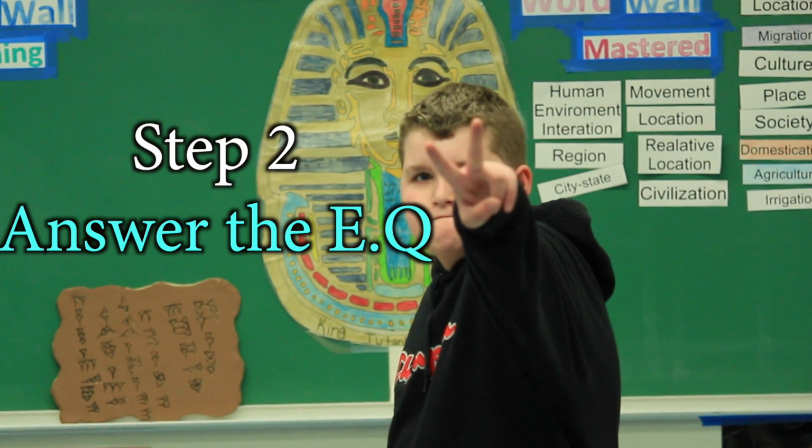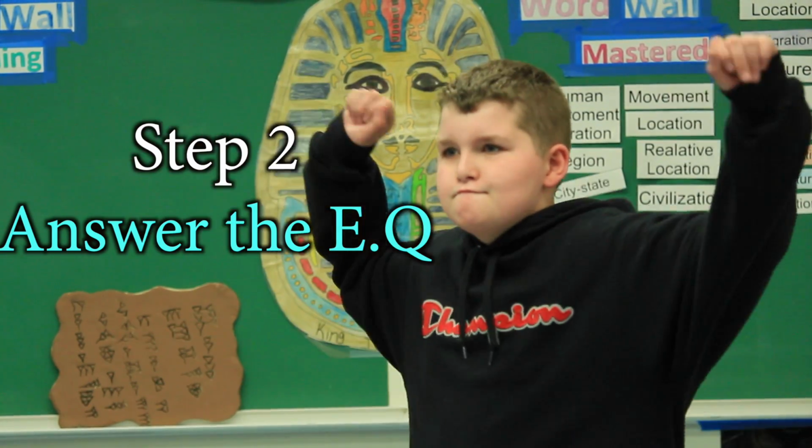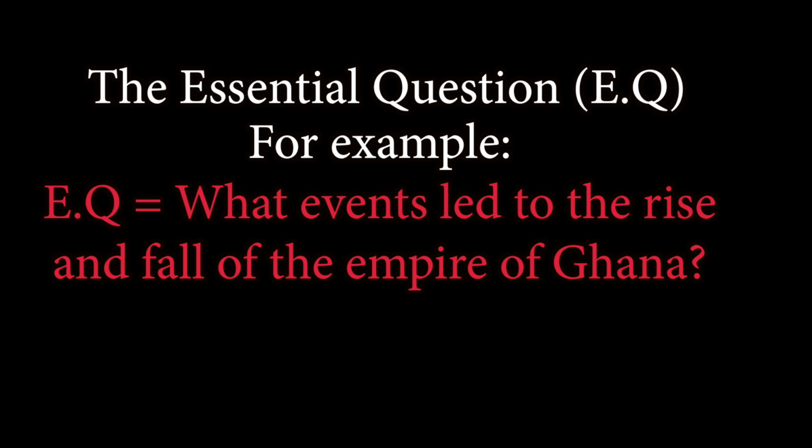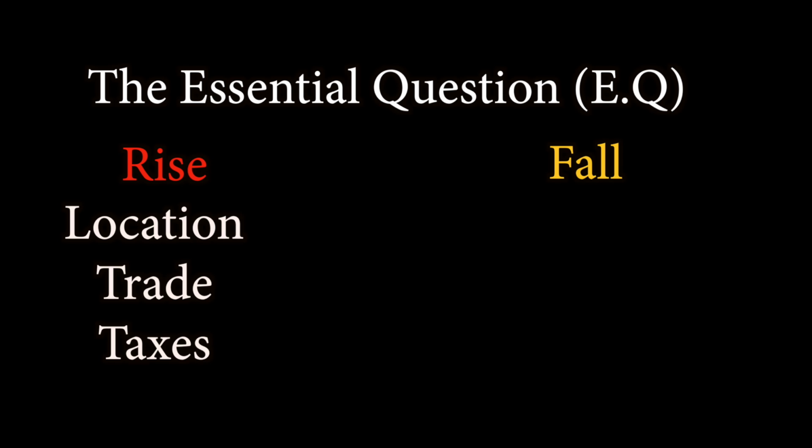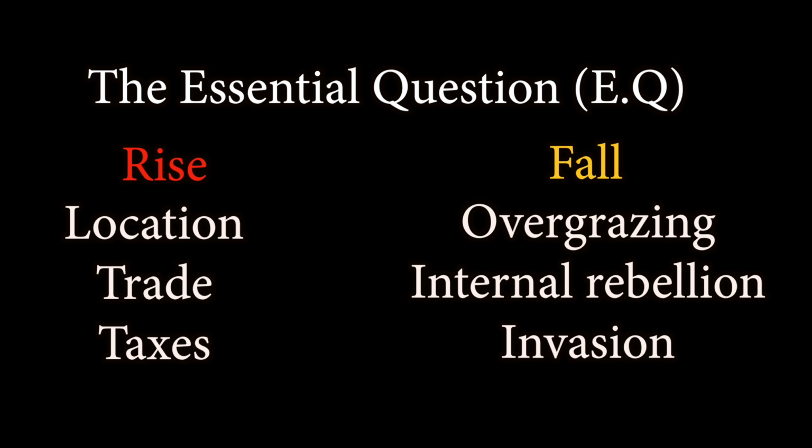Next step is to answer the essential question. Now, not only will you answer the essential question, you will be able to understand how many paragraphs you're going to have to write. For this example, what events led to the rise and fall of the Empire of Ghana, I can tell that I need to write a paragraph about the rise, and I need to write a paragraph about the fall. So my body paragraphs will be 2. Now, for each paragraph, I always recommend having at least 3 details. So that means I need to have 3 reasons that led to the rise and 3 reasons that led to the fall.